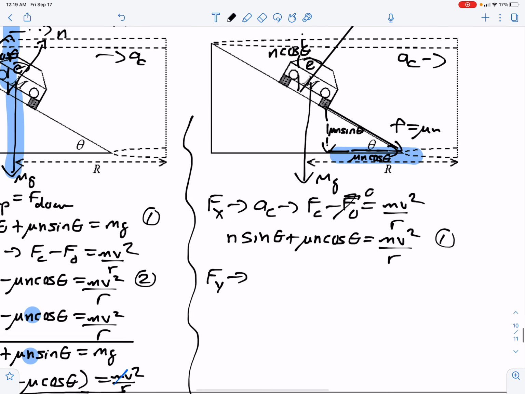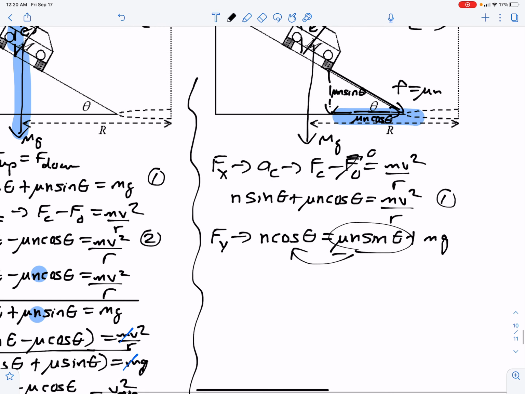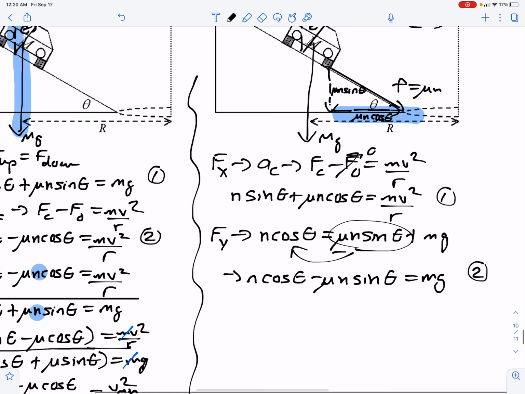And then in the y direction, where forces are balanced, we have one force going up, n cosine, balancing two forces, mu n sine, and the weight. Now I'm going to take the mu n sine value right here and I'm going to subtract it over here. You'll see why in just a second. N cosine minus mu n sine equals mg, and I'll call that equation 2.